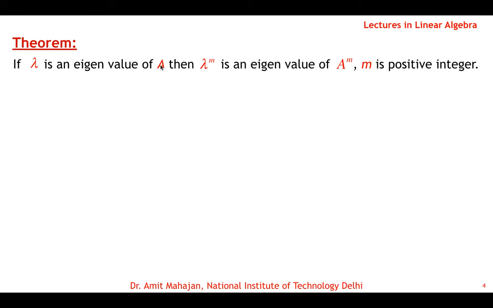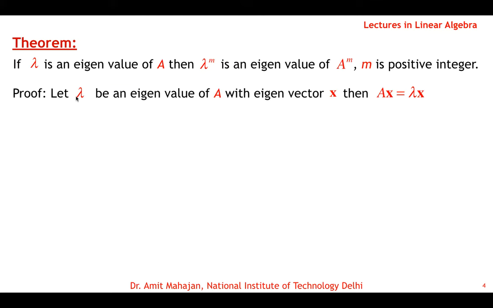Okay, so that means if you know the eigenvalues of A, then immediately you can write the eigenvalues of A square, A cube, A4 and so on, any integer power of A. Okay, proof is again, say lambda is an eigenvalue of A with eigenvector x, then again this will be satisfied that A times x is equal to lambda times x.